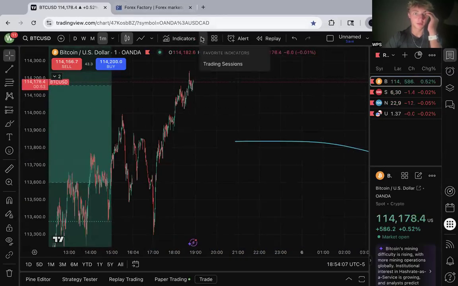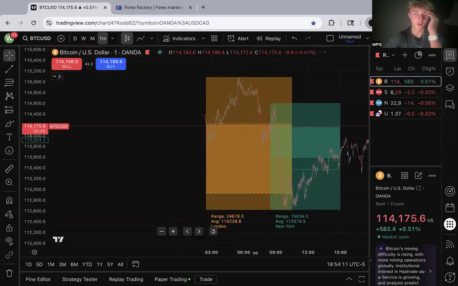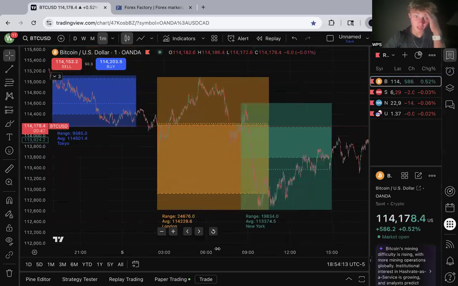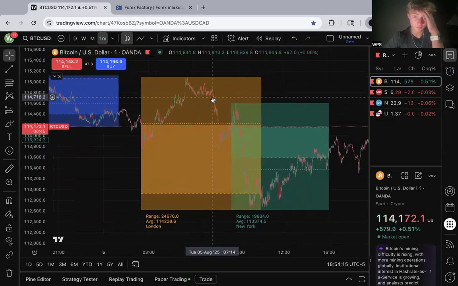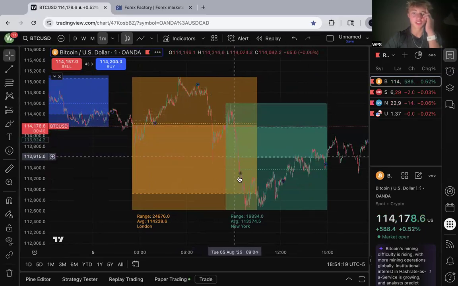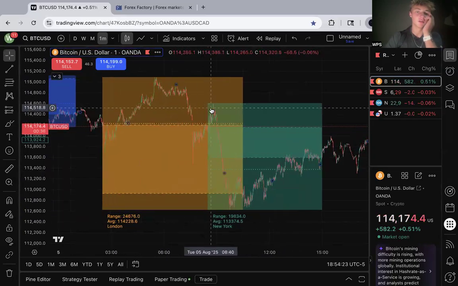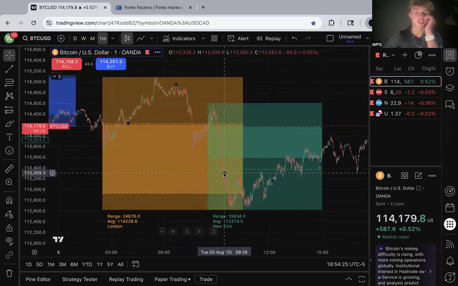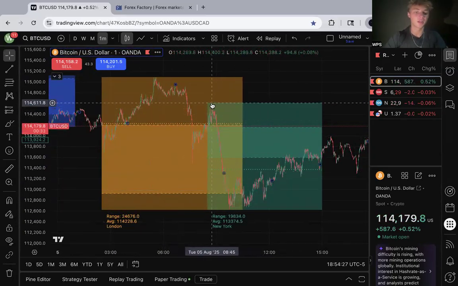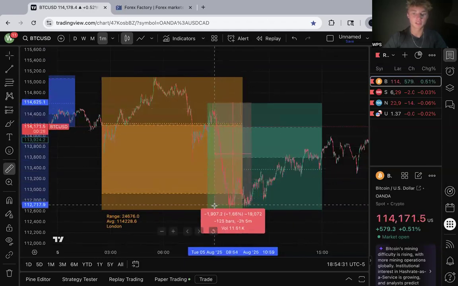taking a trade off of Bitcoin might have been the move. Here I can see I could have caught this liquidity right here getting swept, break of structure. Had I noticed that instead of maybe up here, but liquidity sweep, break of structure, I could have made a lot of money on that. I'm gonna see how many pips that is.